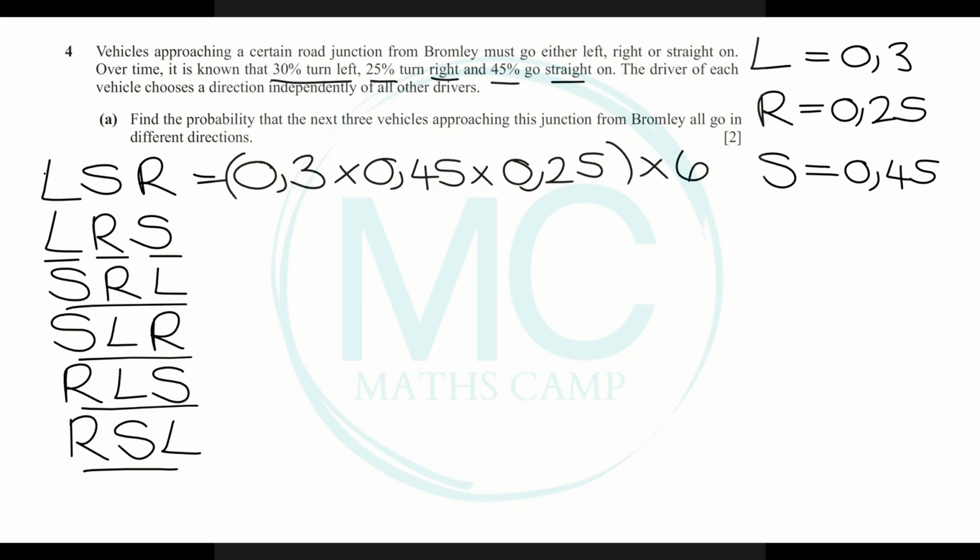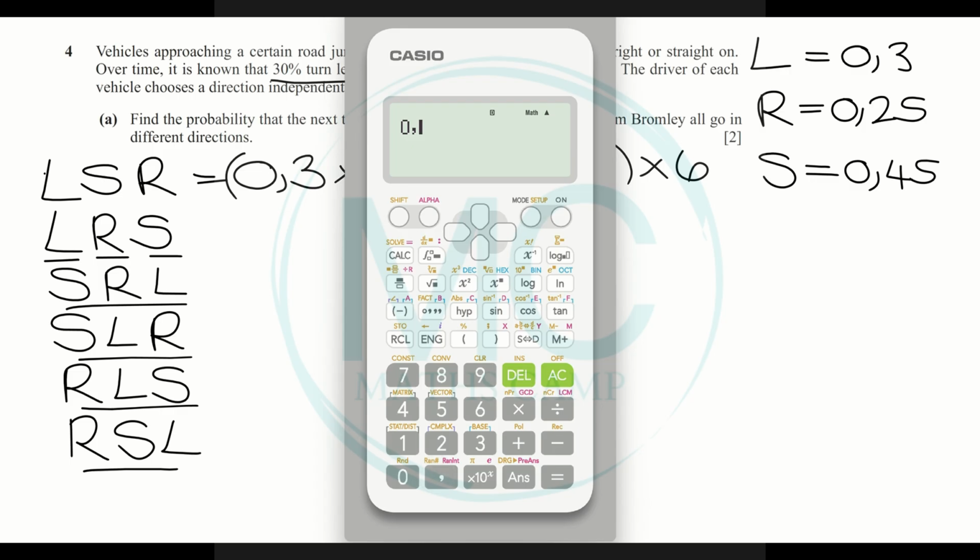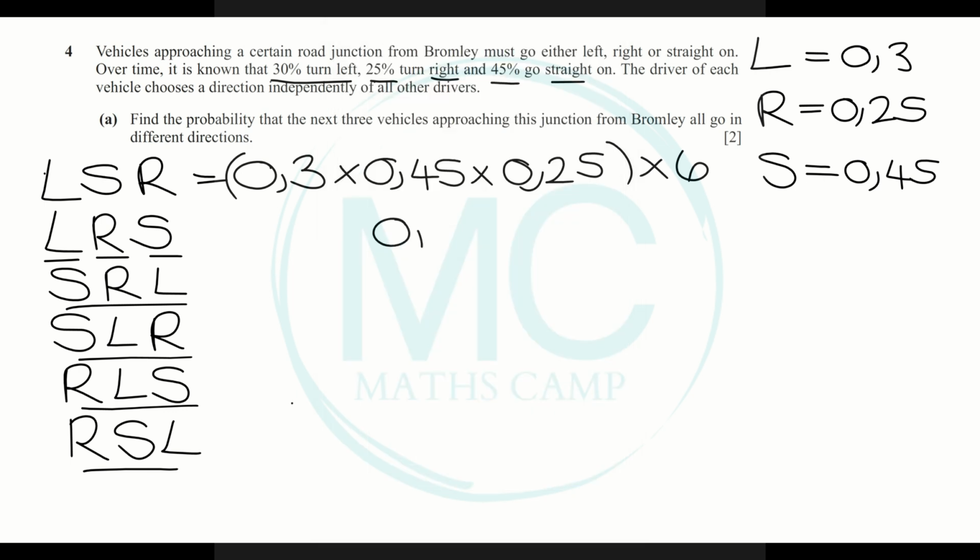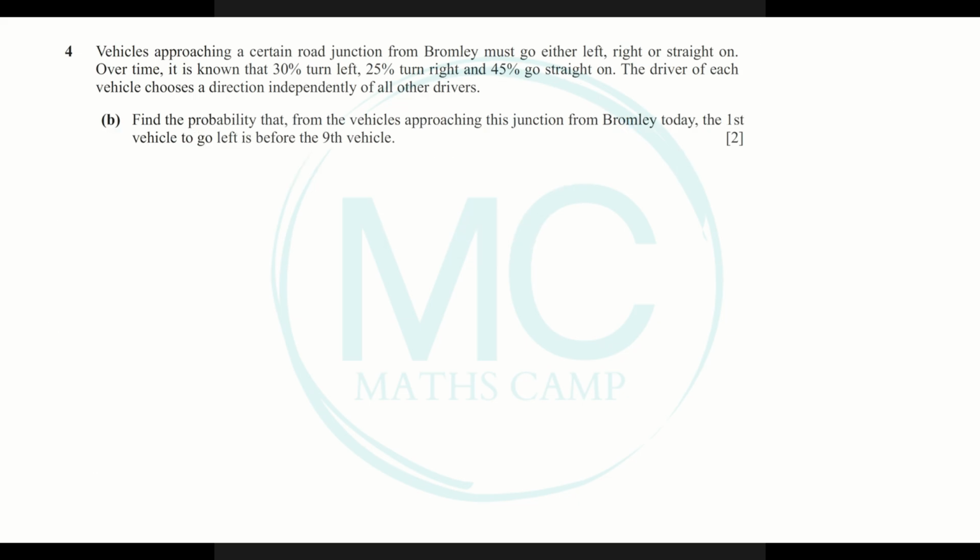So now I can take my calculator. I can say 0.3 multiplied by 0.45 multiplied by 0.25 multiplied by 6 is equal to, turn into a decimal, 0.2025. This is the probability that all 3 vehicles go in different directions. Now we can move on to part B.